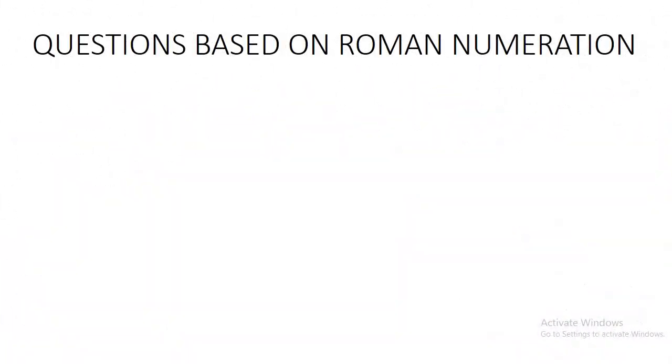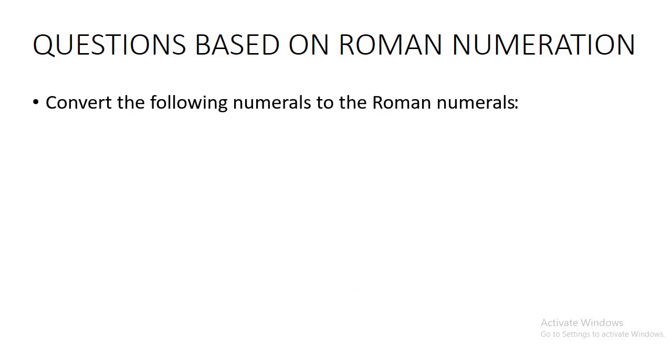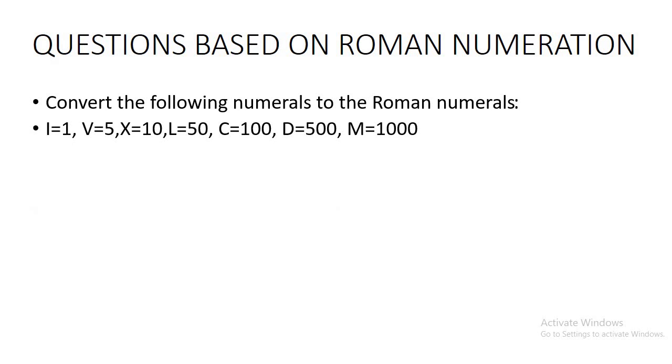Next, we have some questions based on Roman numeration. Before solving the questions, you must know what the basic symbols are. The basic symbols are I, V, X, L, C, D, M, or the learning aid, medical, Xavier. So M represents 1000, D 500, C 100, L 50, X 10, V 5, and I 1.